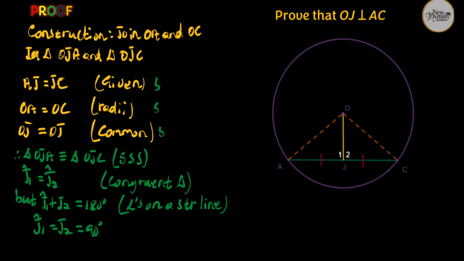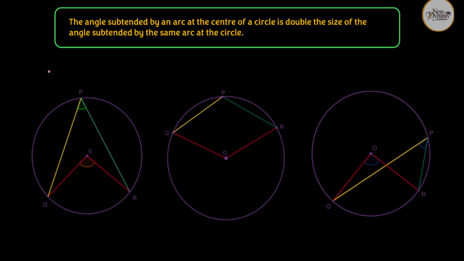Therefore, we can conclude now that indeed, because perpendicular lines meet at 90 degrees, and that is at point J there, OJ is indeed perpendicular to AC. And that's how you prove that those two lines are indeed perpendicular.